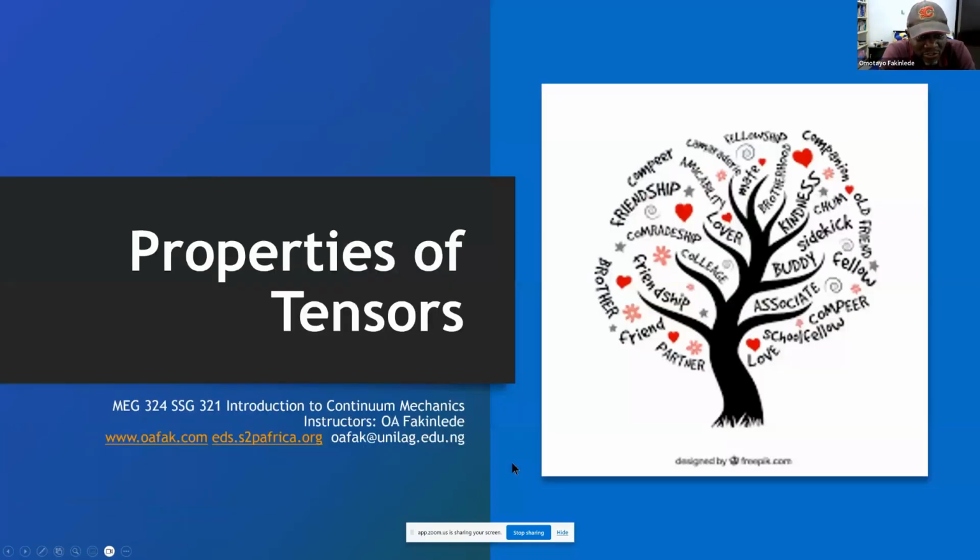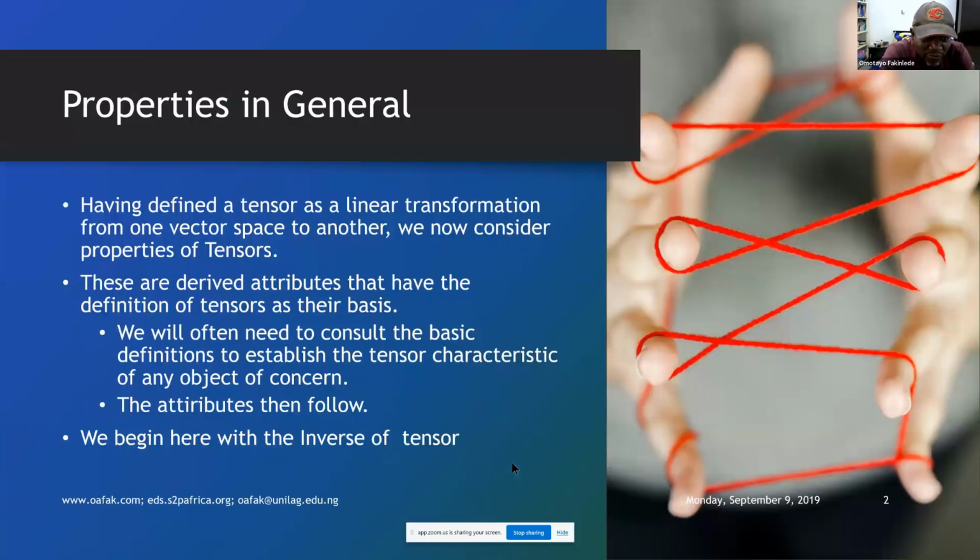We have defined a tensor as a linear transformation from one vector space to another. We now consider properties of tensors. A property is a derived attribute that has the definition of tensors as its basis. We'll often need to consult the basic definitions to establish the tensor characteristic of any object of concern.